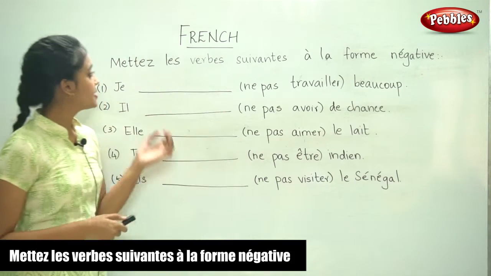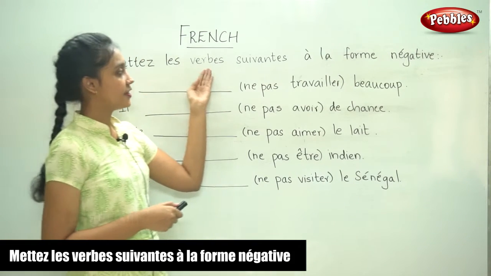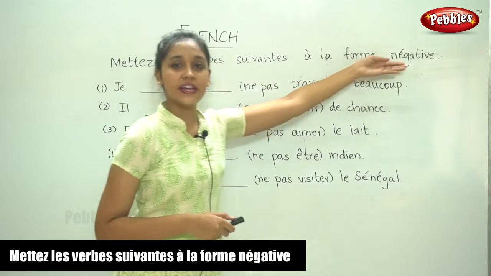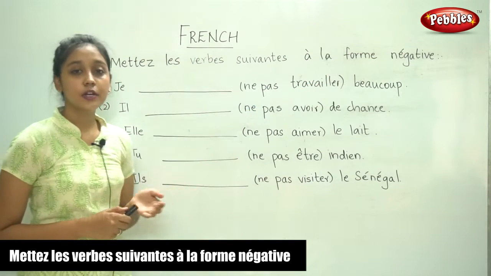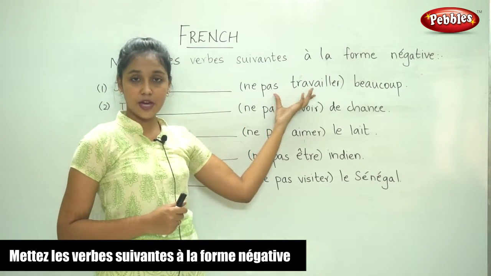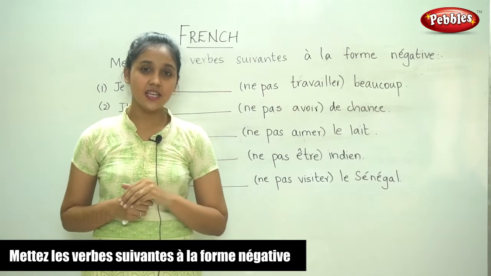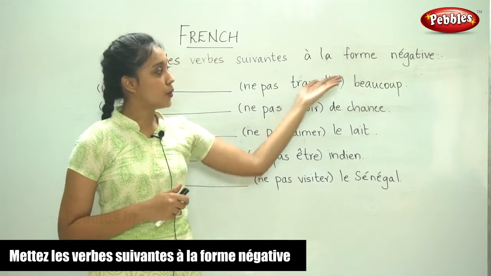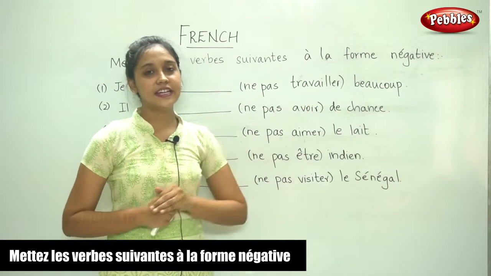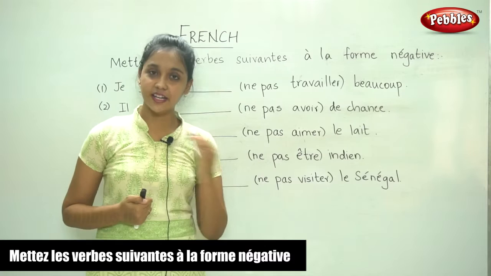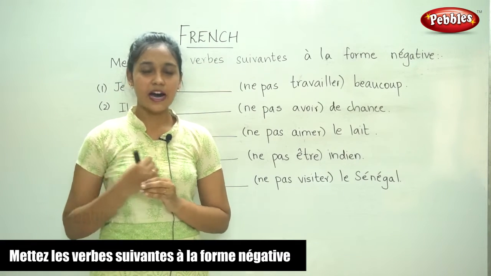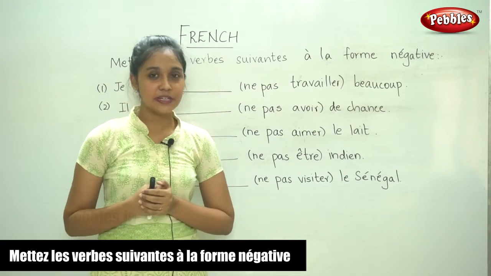The next exercise is "Mettez les verbes suivantes à la forme négative." So we are going to make the verbs in the bracket in the negative form. So it is very easy. You know the formula for writing a verb in the negative form is adding ne before the verb and pas after the verb. So shall we begin?